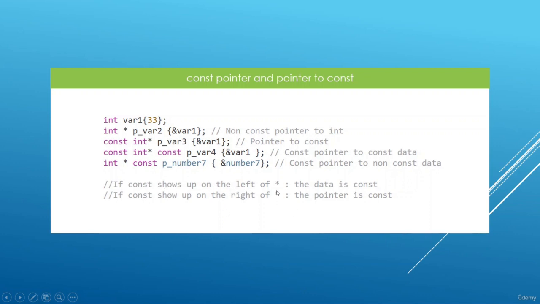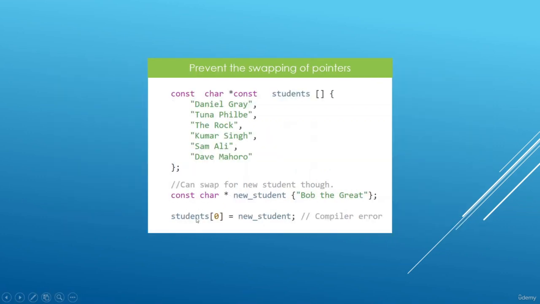If const shows up on the left of the star, the data is const, so you have a pointer to const. You can't go through the pointer to modify what is pointed to. If const shows up on the right of the star, then the pointer itself is const and you can't make it point somewhere else. This is really all this is about. And if you try to modify like we do here, you're going to get a compiler error.